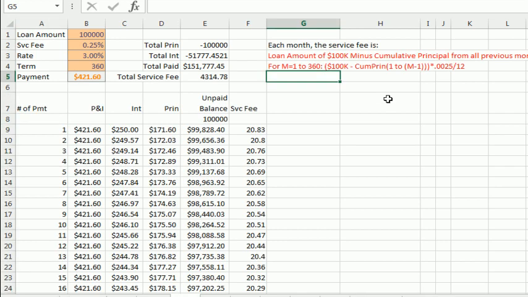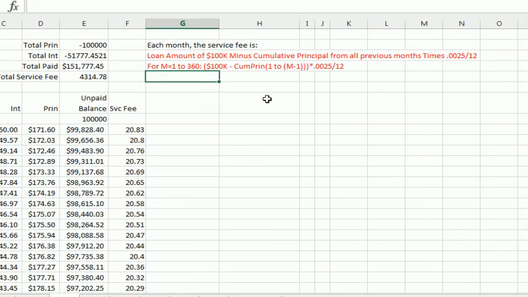And first, to wrap my head around this, I had to do, are you ready? Some algebra, right? I had to attack this problem and try and figure out how can I state what's happening down here. And so each month, what we're doing is we're taking the original balance, $100,000, minus the cumulative principal from all of the previous months, times the 0.25% divided by 12. All right, that's what's going on.